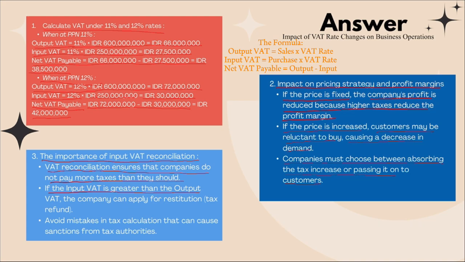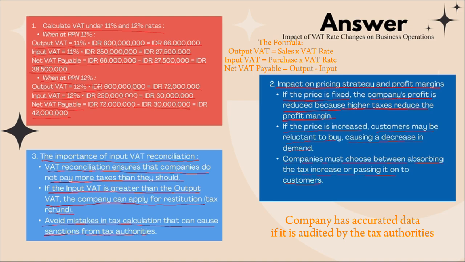The second point is if the input VAT is greater than the output VAT, the company can apply for restitution or tax refund. Recording errors can cause inconsistencies in reports and are at risk of being audited by the tax authorities. And the last point is avoid mistakes in tax calculation that can cause sanction from tax authorities. With regular reconciliation, the company has accurate data if it is audited by the tax authorities at any time.